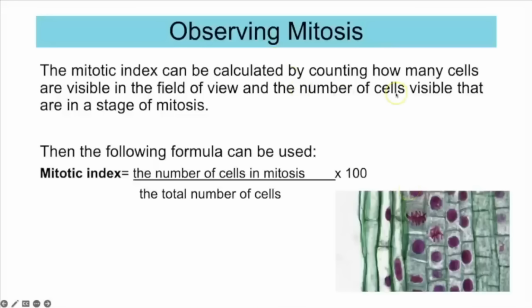This is calculated by counting how many cells are visible in the field of view, meaning the section that you're looking at, and by counting the number of cells that are currently in mitosis. And it's essentially a percentage. So the number of cells in mitosis divided by the total number of cells, and then you'd multiply it by 100 to give that answer as a percentage. Now, when they have questions like this, they usually tell you the total number of cells so that you don't end up spending lots of time in an exam just counting lots of cells, and instead you just have to work out the number of cells in mitosis. And like I said, in this example, we've got two that are in metaphase.